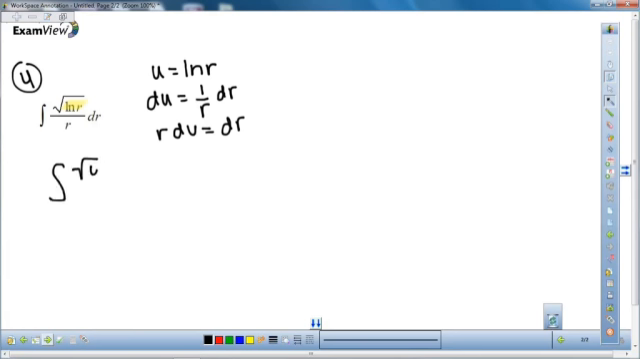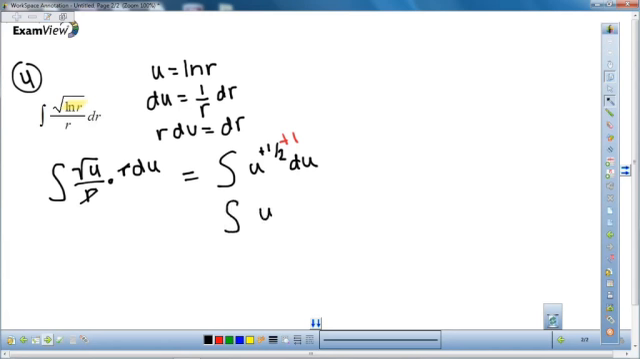So if I substitute u back, notice how my r's are going to cancel, and I can rewrite it as u to the 1/2 du. So I'm going to add 1. So I get u to the, oops, I don't have the antiderivative because I already took it. So 3/2 divided by 3/2 or multiplied by the reciprocal. And all you have to do is substitute u back.